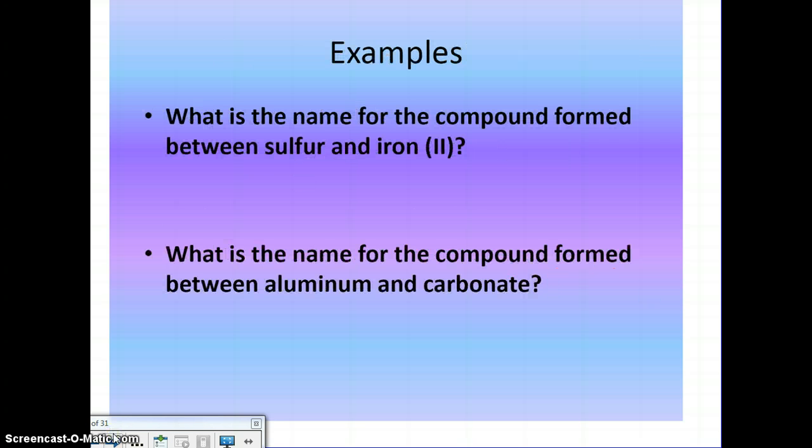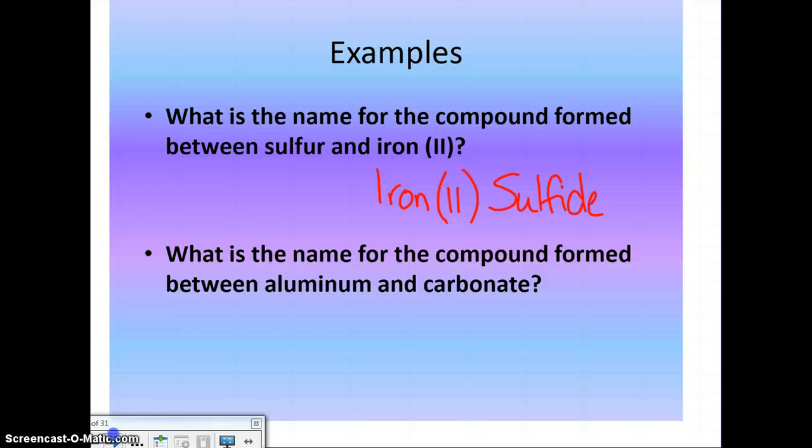All right, some examples on these. Okay, so we have iron 2 and sulfur. Okay, so what is the name for this? Well, we got iron, and we know that iron is in the middle, so we're going to have to use Roman numerals to indicate his charge. So we got iron 2, and then we got sulfur, and we're going to change the ending to -ide. So the name is iron(II) sulfide.